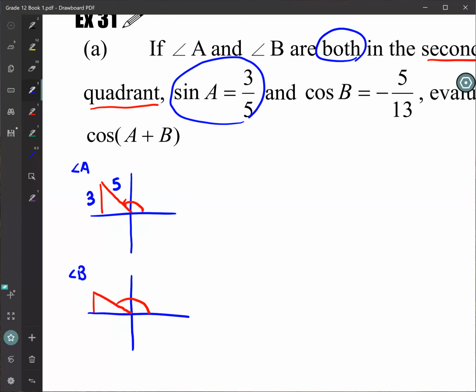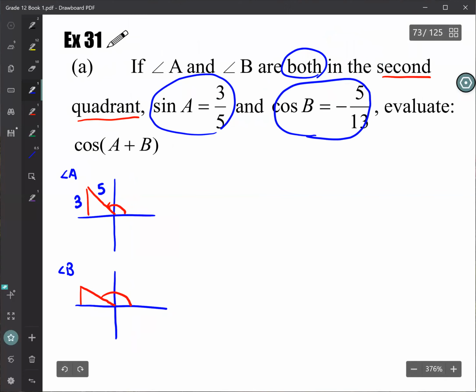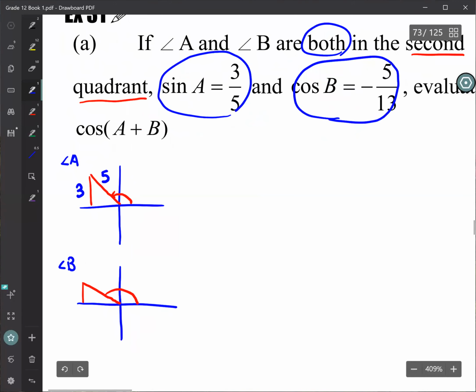Okay, now what about angle B? What do we put in the picture then? 5 and 13. And where does the 5 go on the triangle? Which part of the triangle? The bottom one. The bottom one, so which side? Okay, that's called the adjacent side. Okay, what about 13? Where do you put them? Hypotenuse. Yes, there we go.